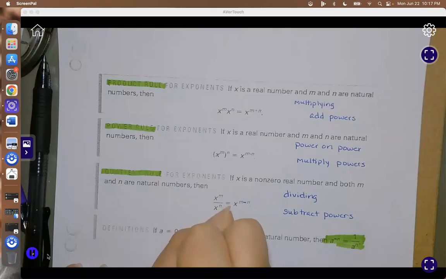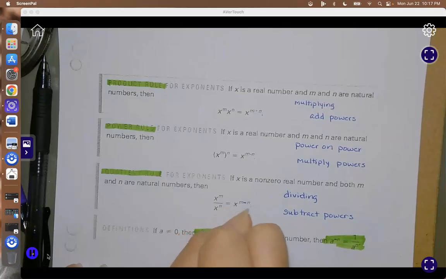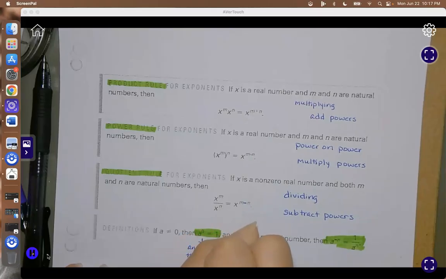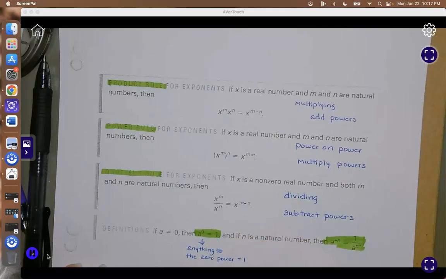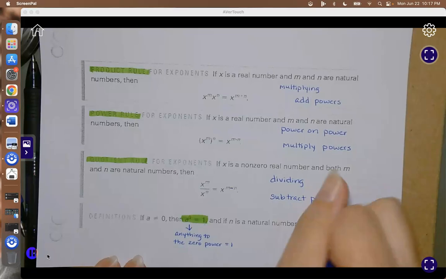Anything to the 0 power equals 1. Alright.